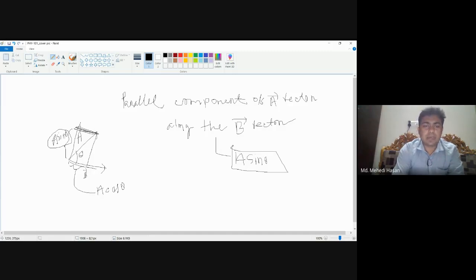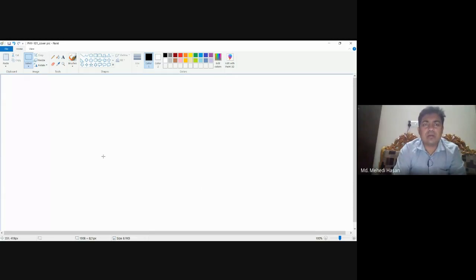Similarly, if the question gives the parallel component of vector B along the direction of vector A, it is B sin theta. And if the question gives the component of vector B along the direction of vector A, the result will be B cos theta. So these are the topics covered in lecture 2, part 1 and part 2.